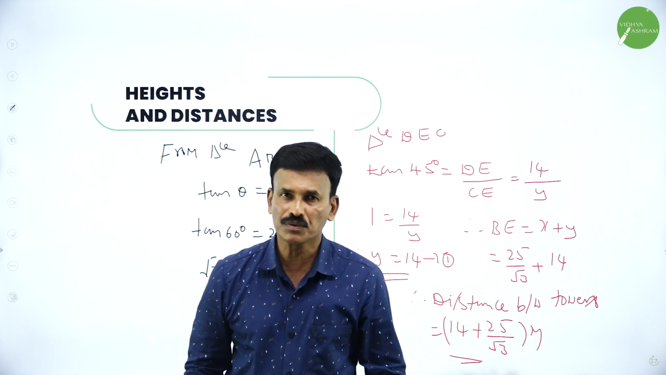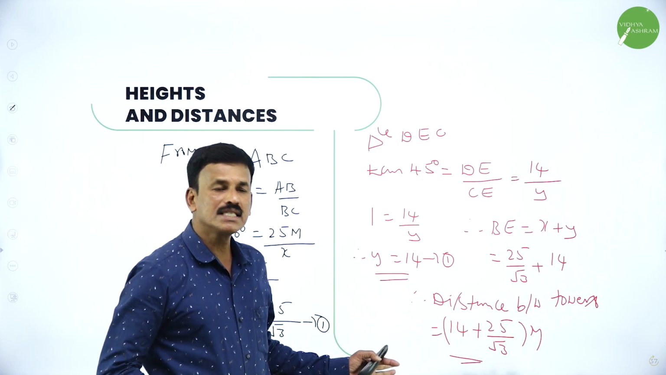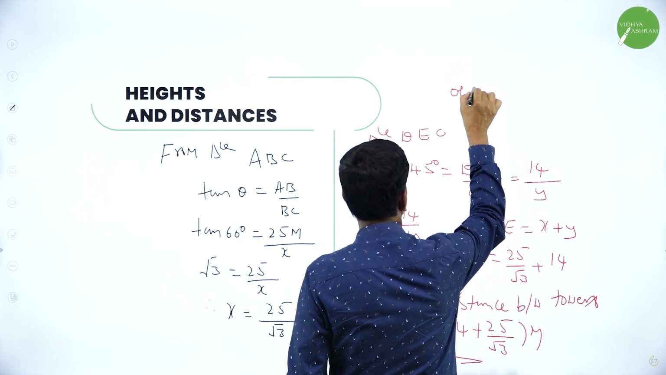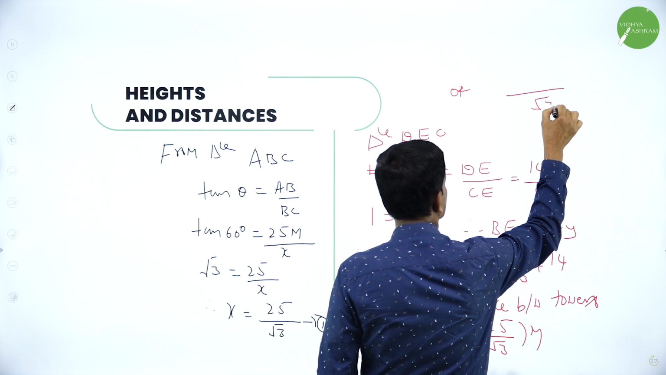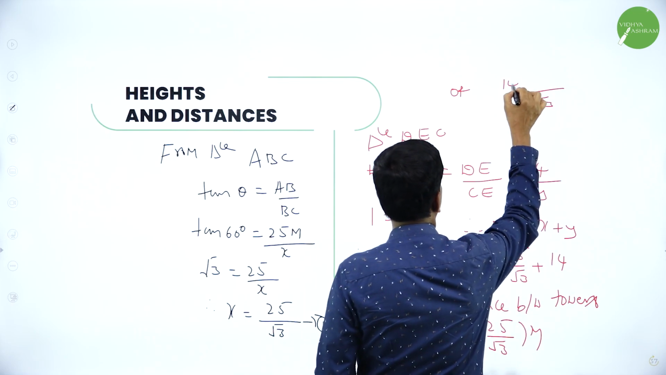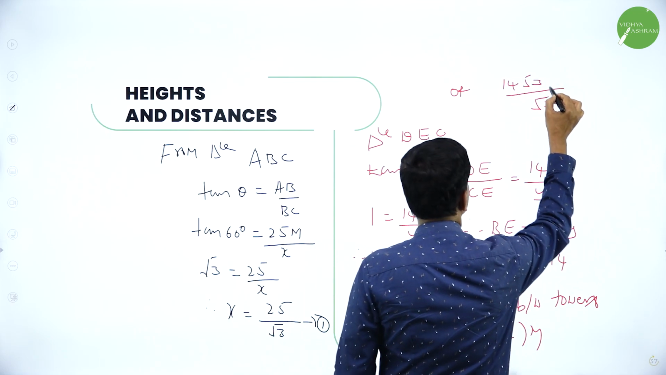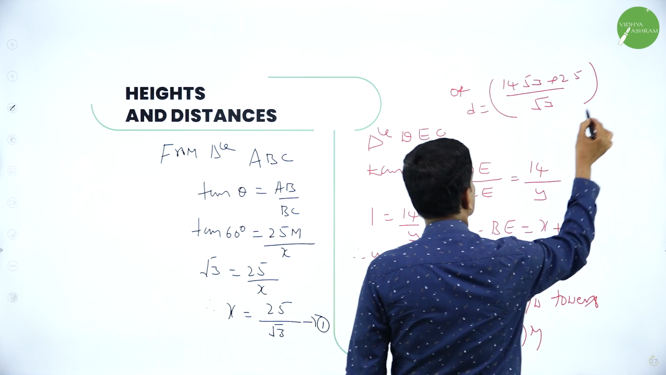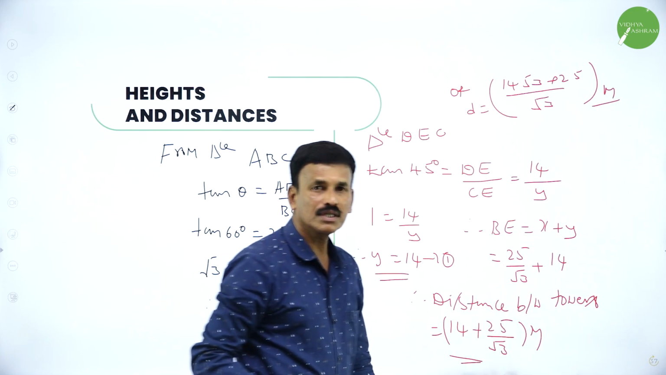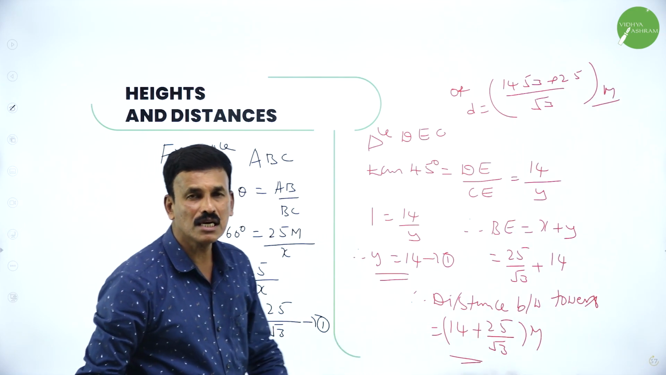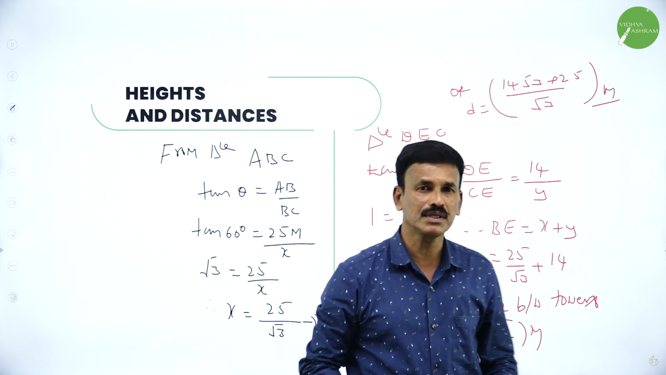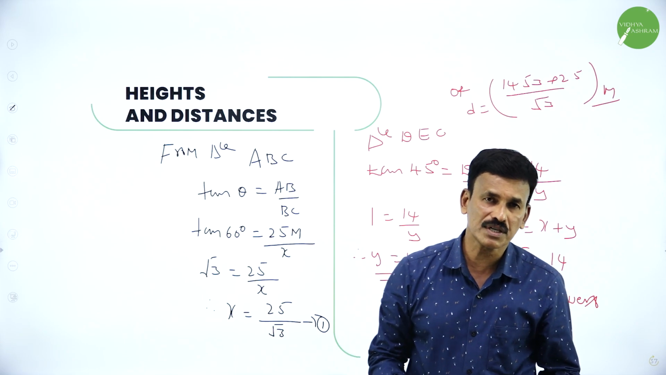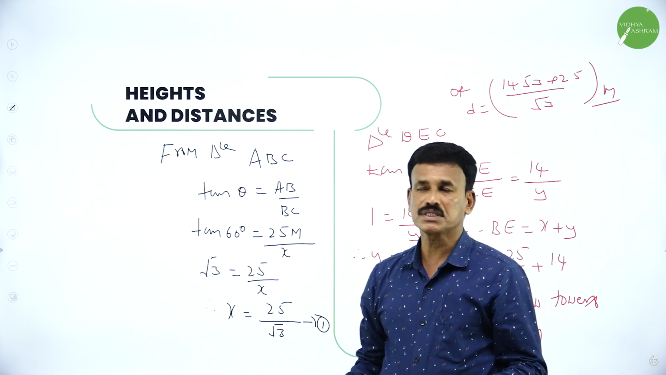Okay. Hope you followed. If you want, you can take LCM and simplify, or you can stop here itself. You can also write root 3 as the LCM. So, if you multiply, 14 root 3 plus 25 meters is the distance between the two towers. So, these types of problems are very important from the point of view of examination. You may expect this type of question for 4 marks or 5 marks. This is a sure question.